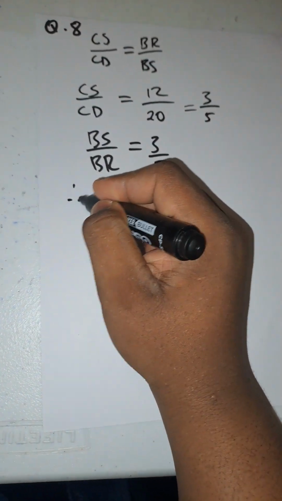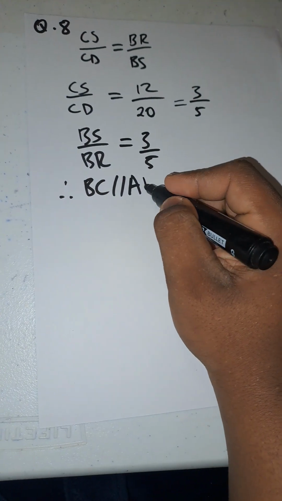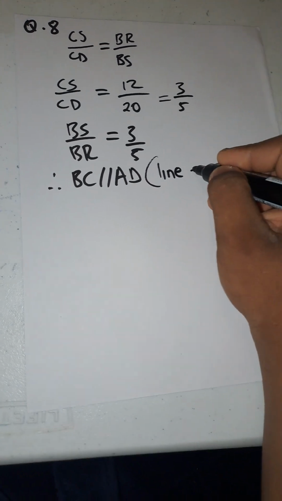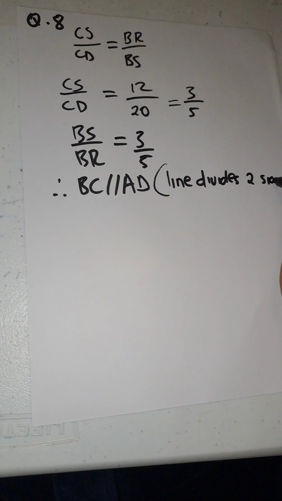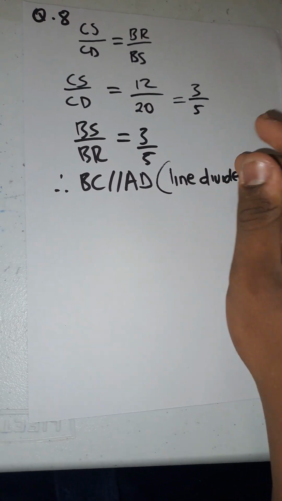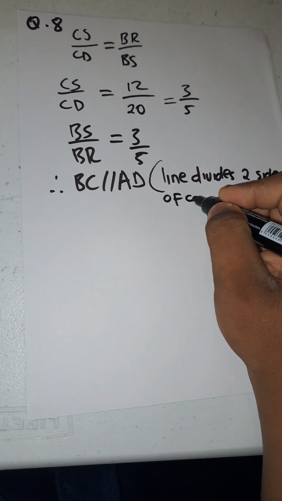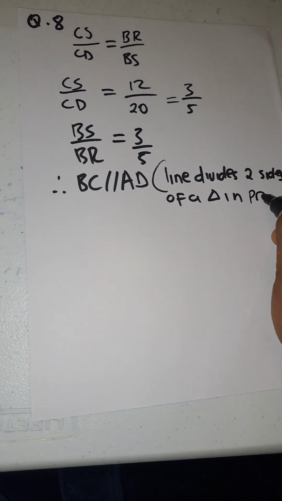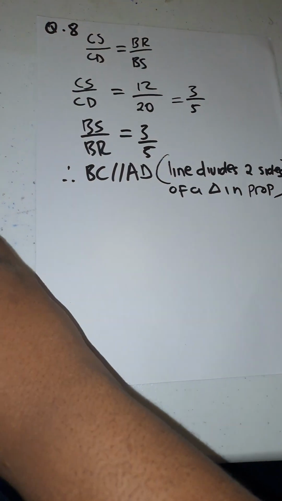So you can say, therefore, my BC is parallel to AD. What is the reason? There is a line there, so you can say a line divides two sides of a triangle, because there's a triangle there. So the line divides two sides of a triangle which is in proportion. Everything must have a reason, guys. You see, just like that.